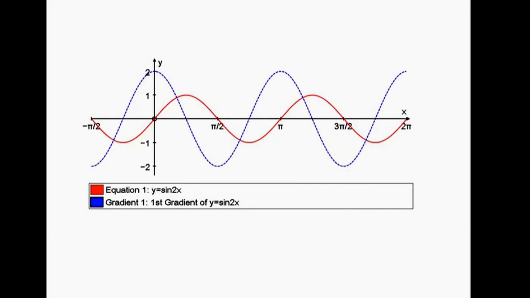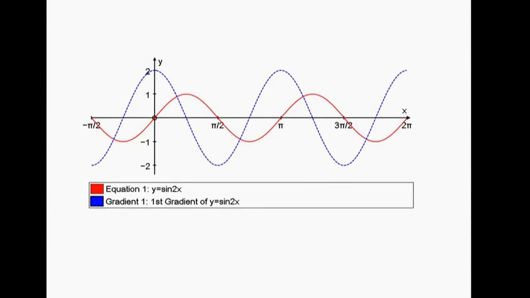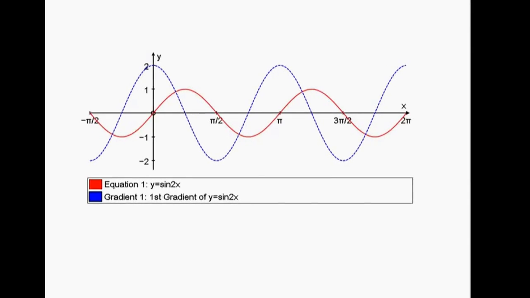That's where the first 2 in 2 cos 2x comes from. It's linked to that transformation. And then the cos 2x is clearly the same periodicity as the graph sine 2x. And I wonder how often we could think of the chain rule in terms of transformations.